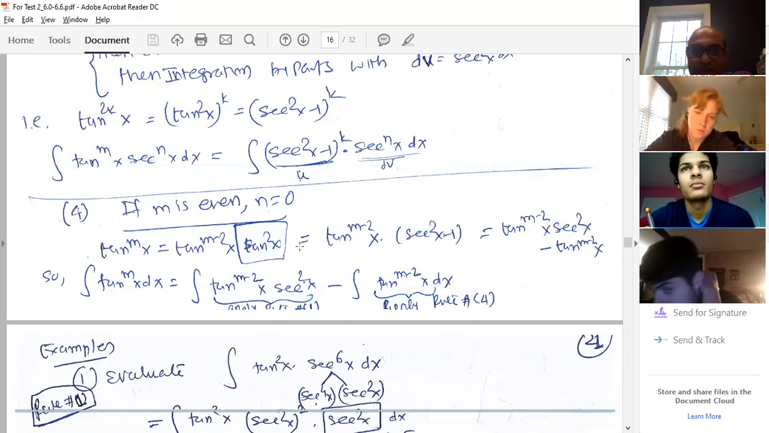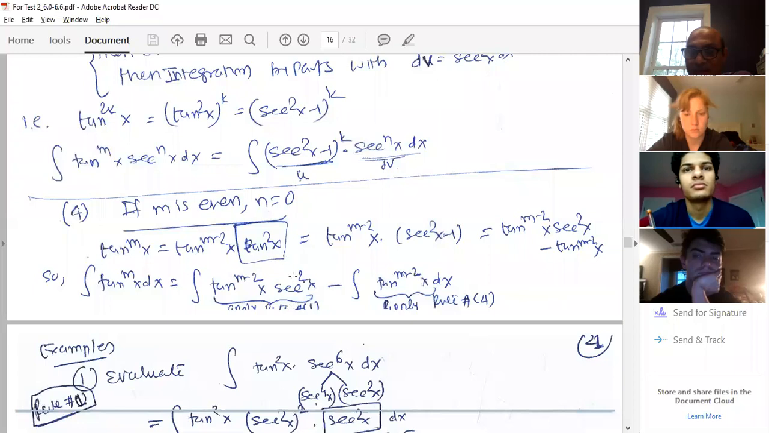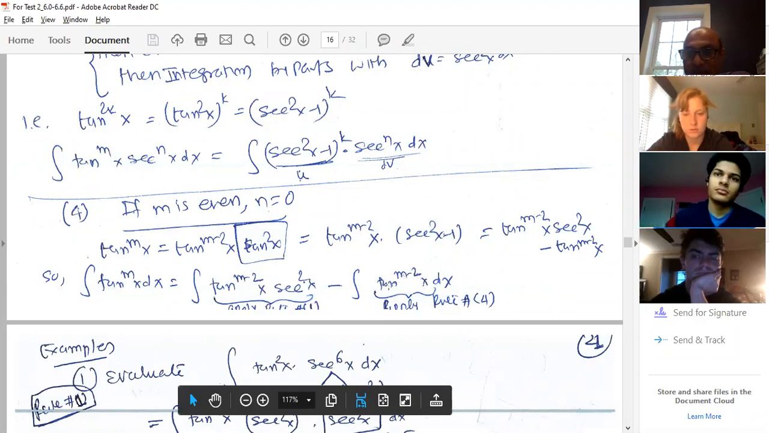So here, plug this value over here. Now for tangent to the power m minus 2 x and secant square x, you can apply rule number 1 over here, because look, n is even. So apply rule number 1, n is even. And here, tangent to the power m minus 2 x, again apply rule number 4. So again dilute this one. The power m is diluted here to m minus 2. If you apply the same rule again, it would be diluted again to m minus 4, and so on. So just proceed further with the same rule.